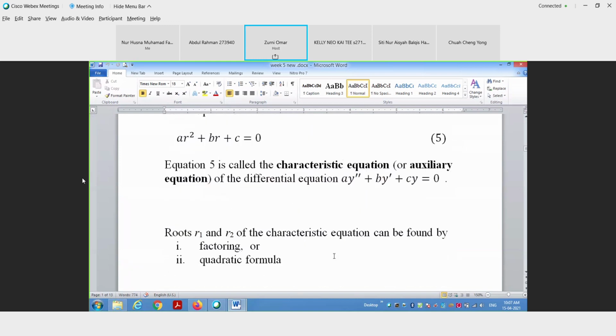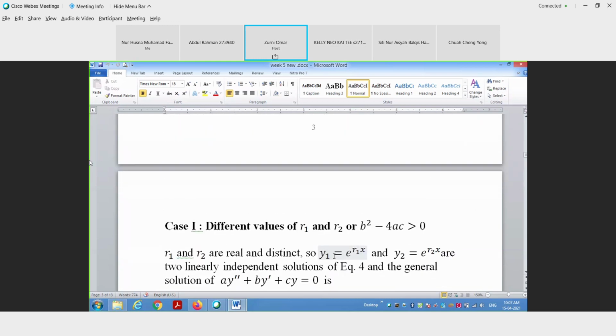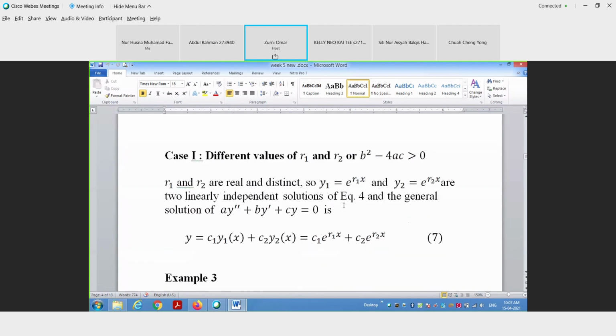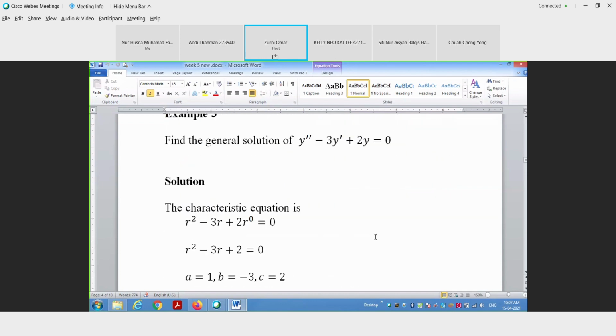Cases. The first one, when the roots are different and they are real. These occur when b squared minus 4ac is greater than 0, and your y will be c1 e^(r1 x) plus c2 e^(r2 x), where r1 is your first root and r2 is the second root. This is when you have two different real roots. We have done the example.